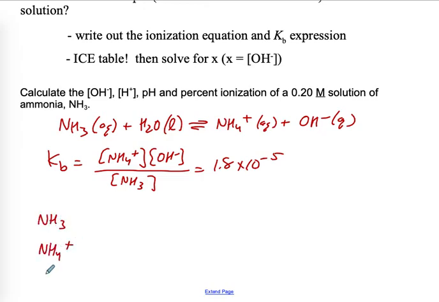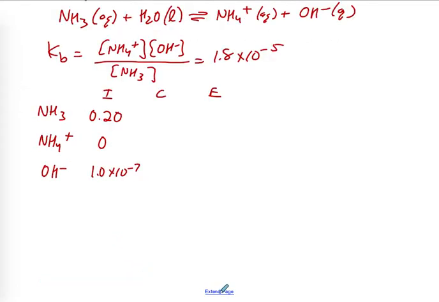Here's the ammonium cation. Here's the hydroxide anion. ICE. My initial concentration of ammonia is 0.20. My initial concentration of ammonium is 0. My initial concentration of hydroxide is not 0, remember? It's equal to 1.0 times 10 to the negative 7th molar from the background ionization of water, but that's effectively equal to 0. I'll define my change as the decrease in concentration of ammonia, the increase in concentration of ammonium, the increase in concentration of hydroxide.